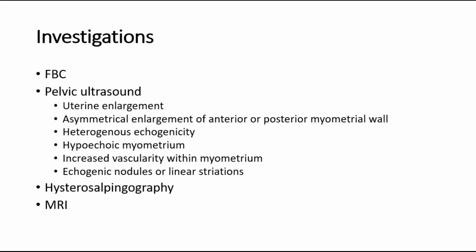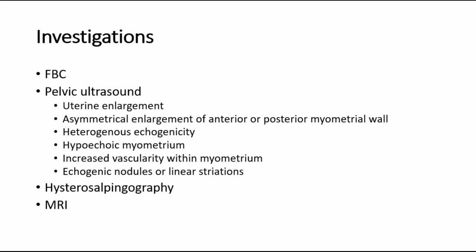For investigations, we can do a full blood count to look at the hemoglobin level in cases of excessive bleeding. There might be anemia. Pelvic ultrasound, where these are some of the expected findings, such as uterine enlargement, asymmetrical enlargement of anterior or posterior myometrial wall, where the posterior wall is more commonly involved. Heterogeneous echogenicity, where there is presence of cystic glands among the smooth muscles.